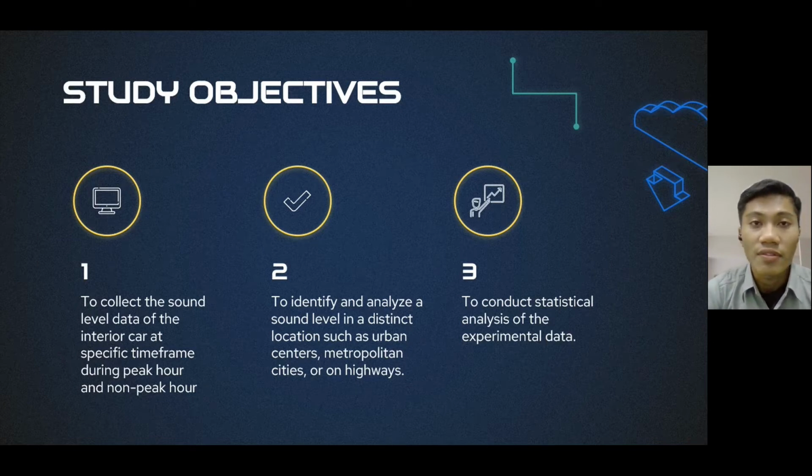Second is to identify and analyze the sound level in a distinct location, such as urban center, metropolitan cities, or on highway. And next is to conduct a statistical analysis of the experimental data.